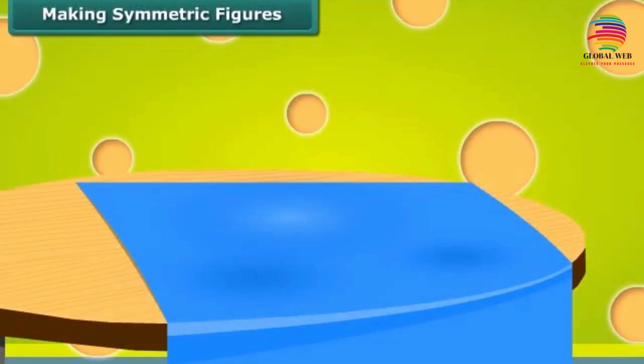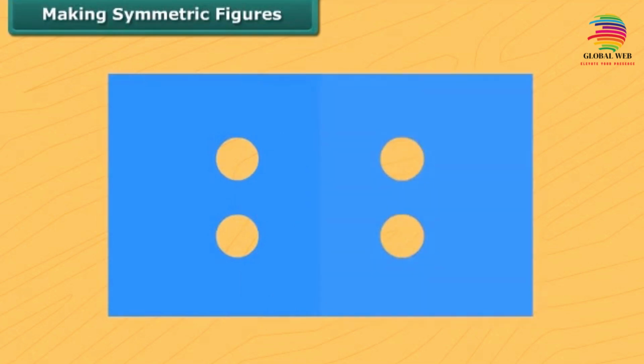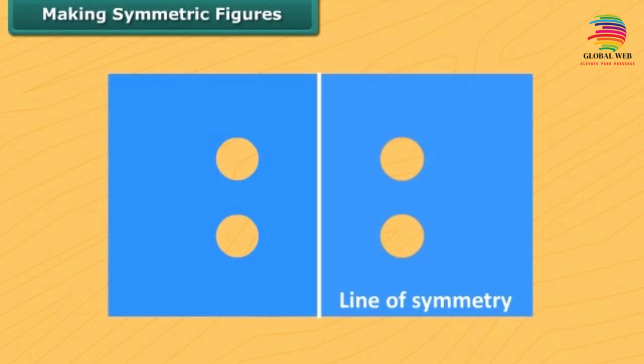Take a piece of cloth, fold it into halves. Now cut two small circles from the middle of this piece. Now after unfolding you can see a symmetric pattern that has a line of symmetry along which it can be cut to two identical parts.